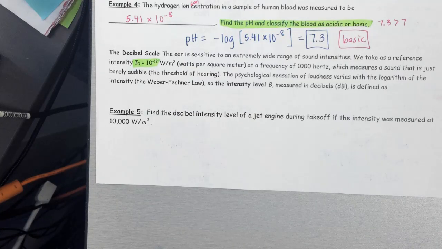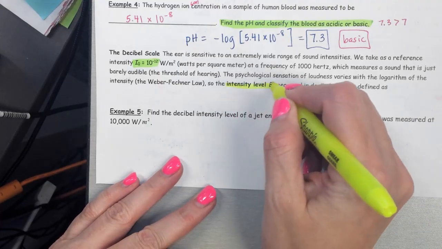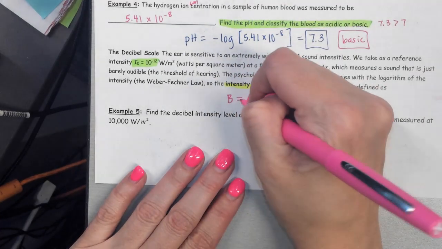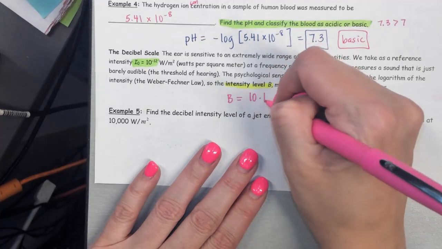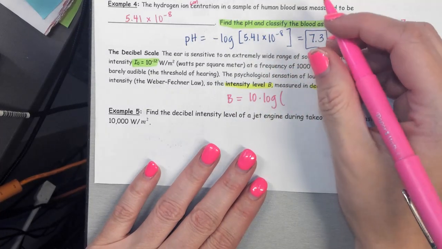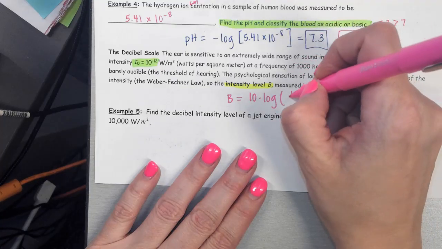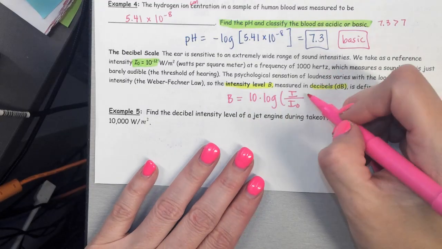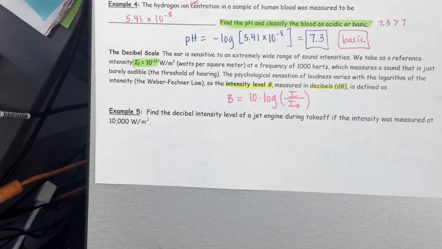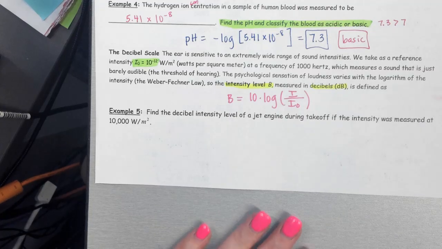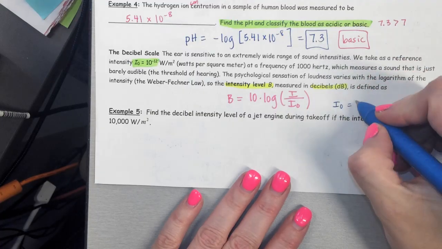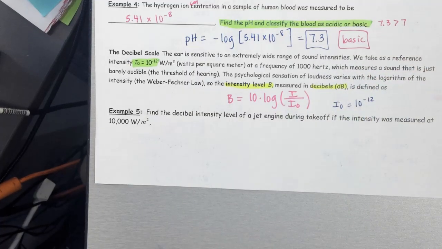So we call this intensity level B. It's measured in decibels. It's defined as B equals 10 times the log of the intensity over your reference intensity. And we're going to do this without our calculator. We don't need it. We can do everything with bases of 10. So they give you that I sub 0 is 10 to the negative 12.